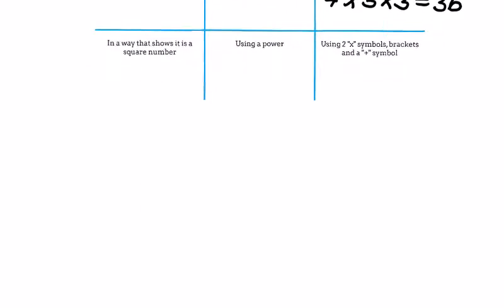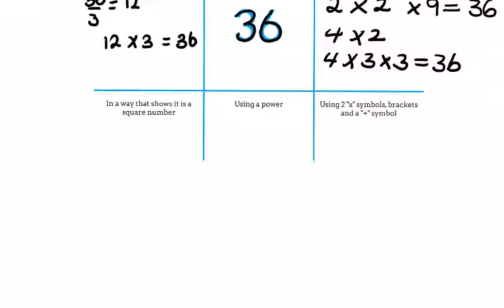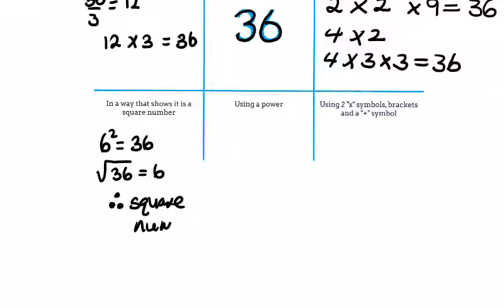Now, in a way that shows it's a square number, 6 squared is 36, or square root 36 equals 6. That's the one I would use. Therefore, square number. Why? Because 6 is an element of natural numbers.